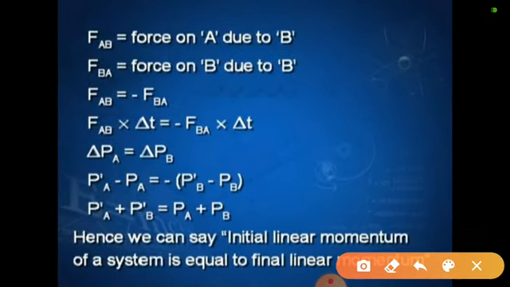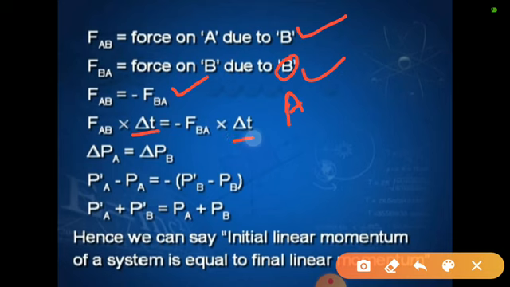When they collide, what happens? The body B applies a force on body A, and simultaneously the second body is also affected by body A. Now, according to Newton's third law of motion, FAB is equal to minus FBA, and you multiply both sides by delta t, because the multiplication on both sides does not affect the result. So you have delta PA is equal to delta PB.